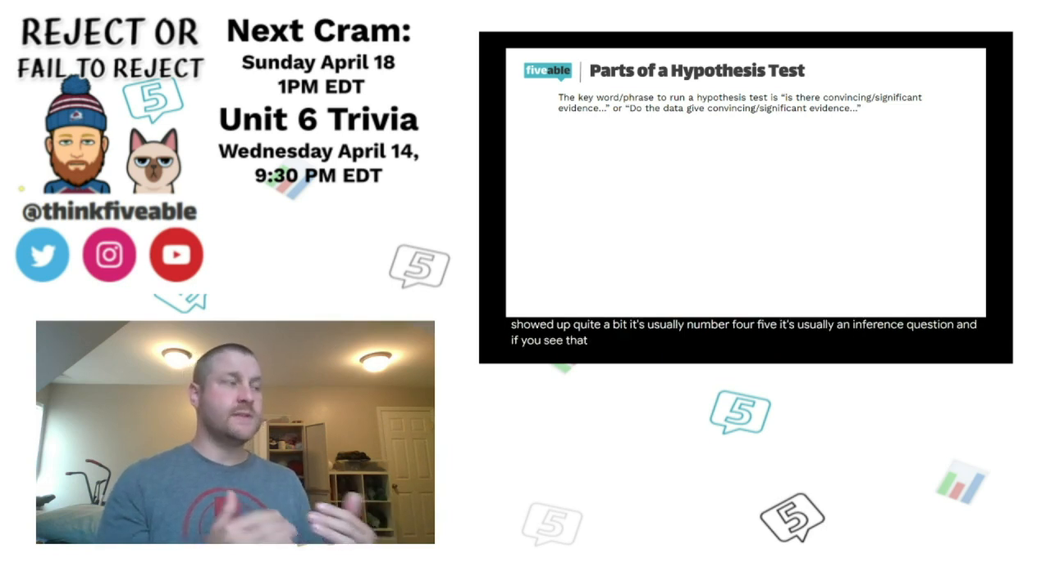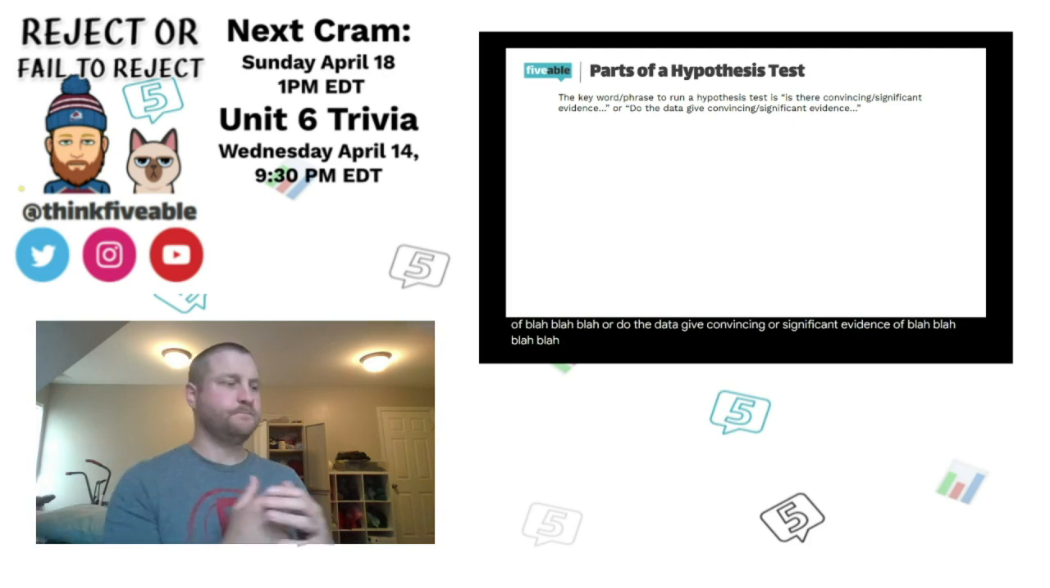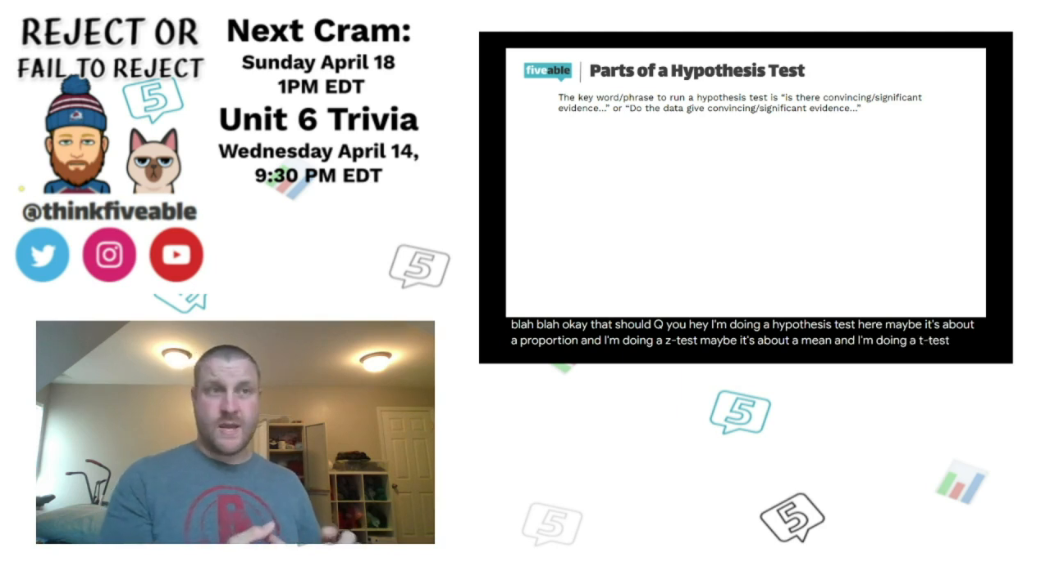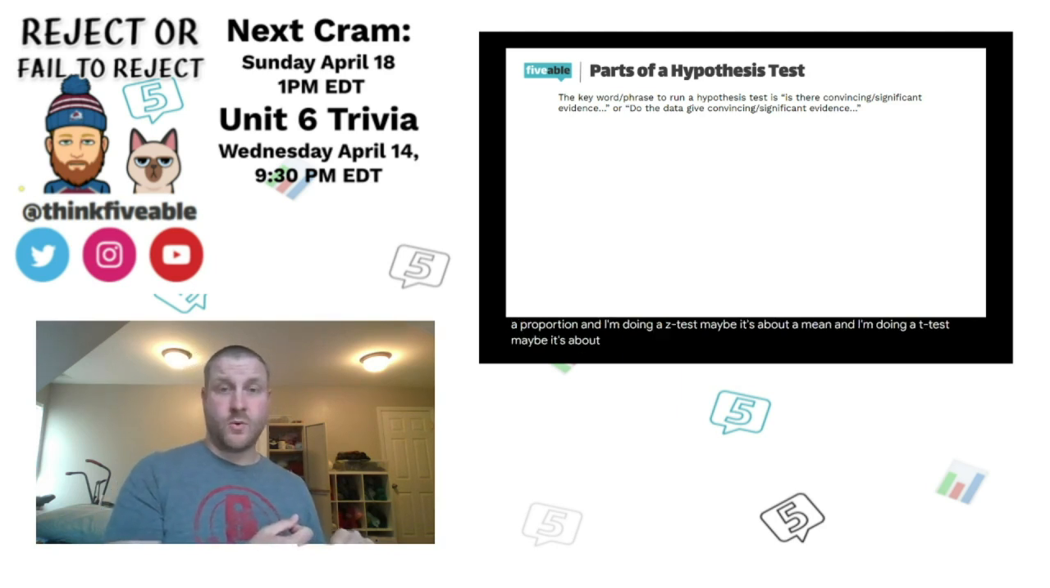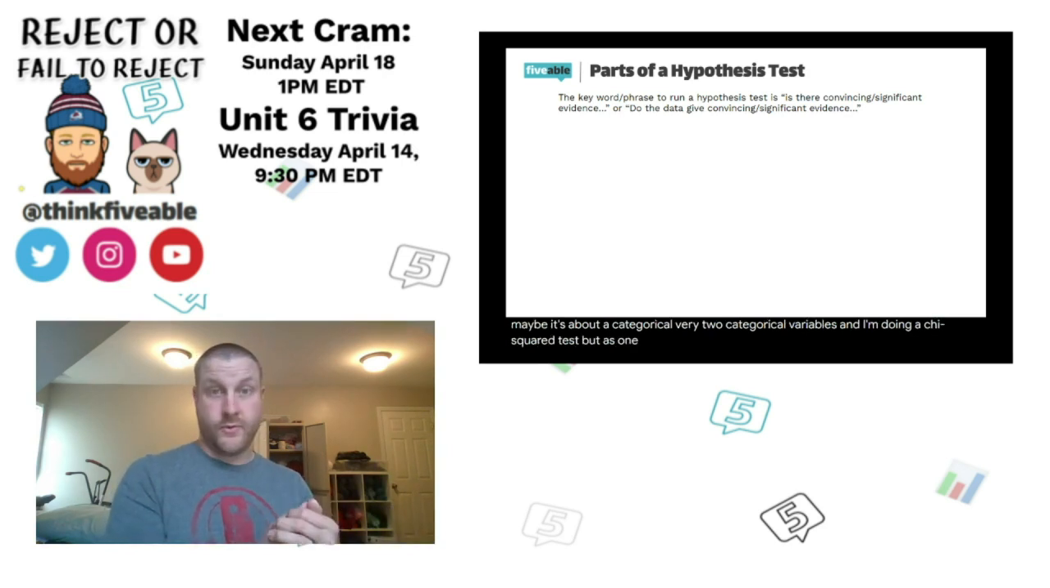And if you see one of these two phrases, is there convincing or significant evidence of blah, blah, blah, or do the data give convincing or significant evidence of blah, blah, blah, that should cue you, hey, I'm doing a hypothesis test here. Maybe it's about a proportion and I'm doing a z-test, maybe it's about a mean and I'm doing a t-test. Maybe it's about two categorical variables and I'm doing a chi-squared test. But as one of those options. Probably not a linear regression t-test. That's not very common. Maybe in the investigative task.